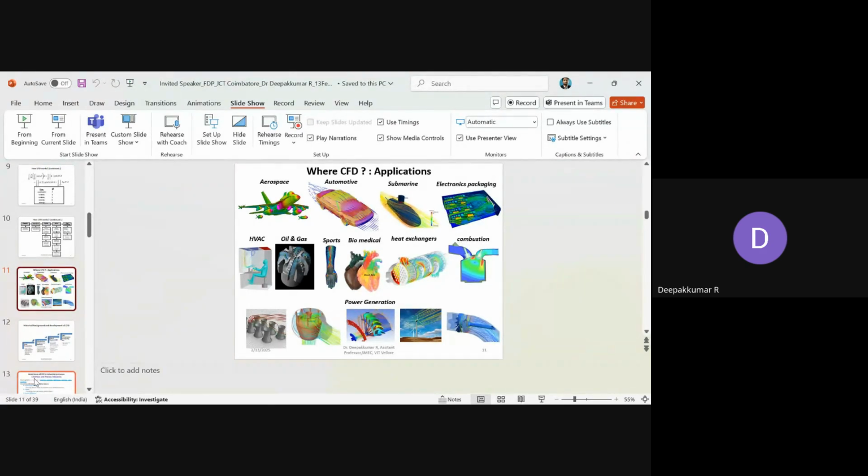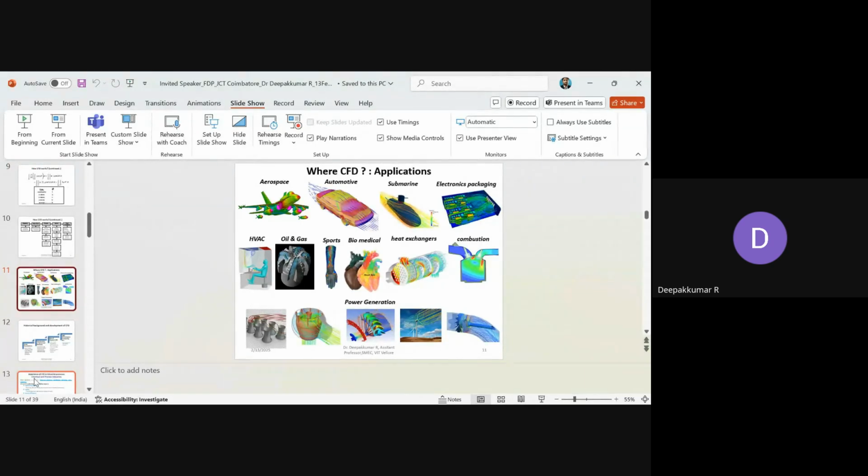To design the heat exchanger also, we can use CFD. And the combustion in internal combustion engines, so we can predict the combustion characteristics. And like wind tunnels and cooling towers, thermal power generation, and components like compressors, turbines, and windmills, everywhere. So you can see the applications of CFD.